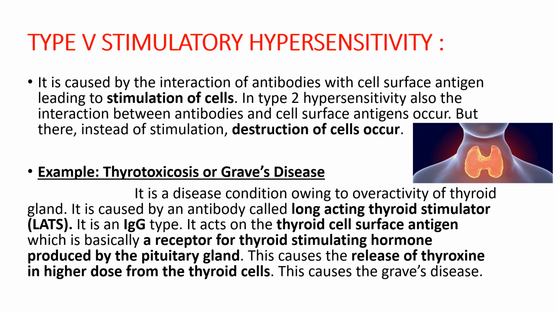It acts on the thyroid cell surface antigen, which is basically a receptor for thyroid stimulating hormone produced by the pituitary gland. This causes the release of thyroxine in higher doses from the thyroid cells. This causes Graves' disease.